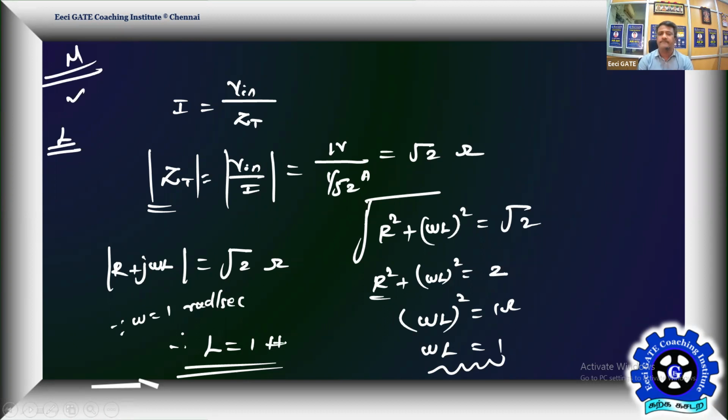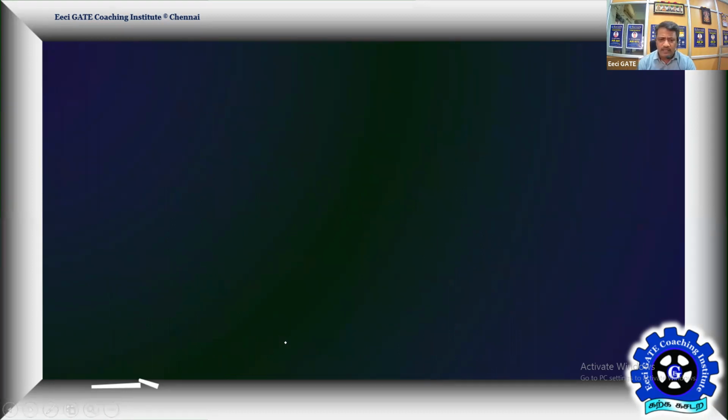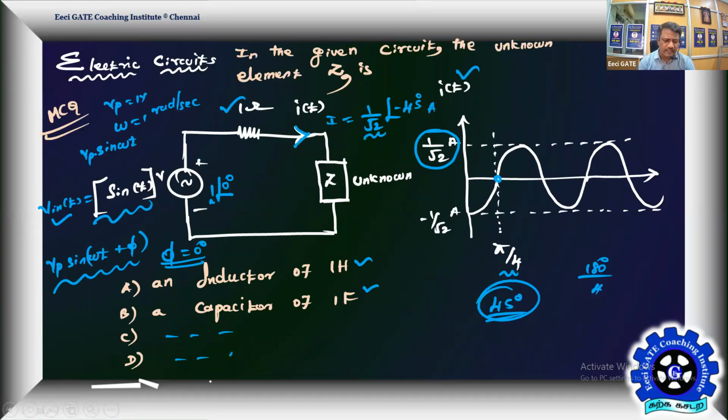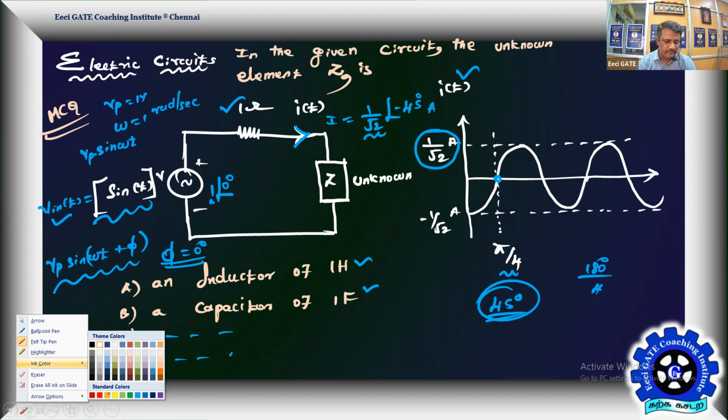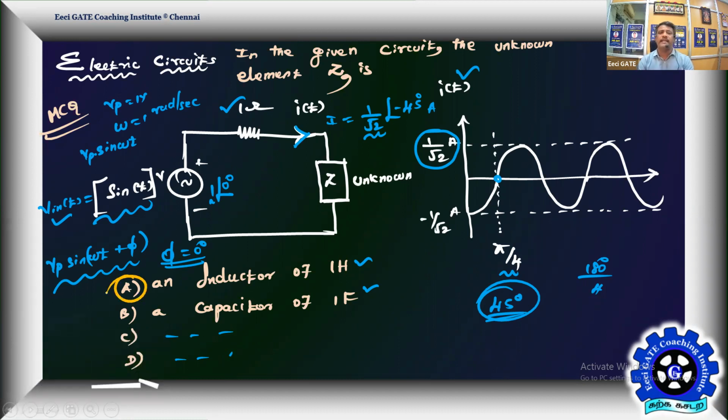Very simple problem. In both the routes, it takes almost the same time. But if you connect the phase angle intuitively, it is very instant. I think it's a 2 marks MCQ problem. I didn't remember exactly the other options. So the best possible answer for this problem, the best choice, is the option: an inductor of 1 Henry is enough to produce such a current waveform when excited by such an AC excitation. That's your sinusoidal steady state AC response analysis.